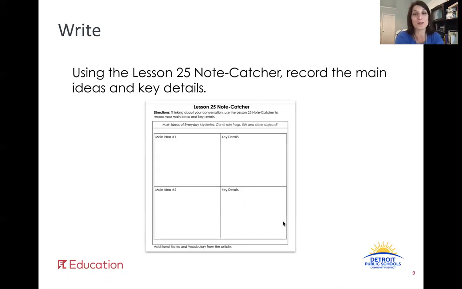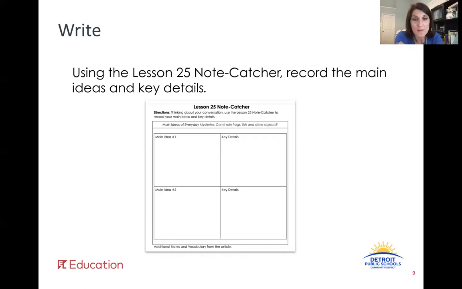All right, superstars, so you had a chance to do the reading. We had a chance to think about what we read. We talked about what we read, and now let's take a look at this note catcher and let's do some writing. It says, using the Lesson 25 note catcher, record the main ideas and the key details. So the directions say, let's look at this together. It says, thinking about your conversation, use the note catcher to record your main ideas and key details.